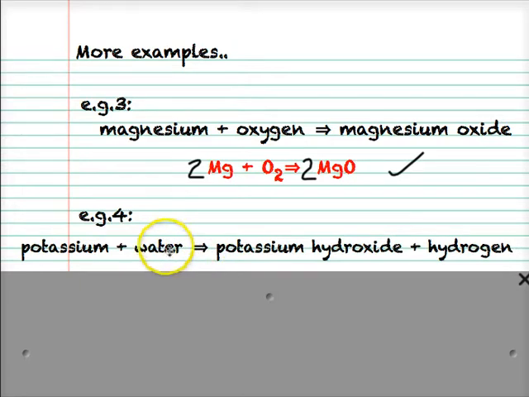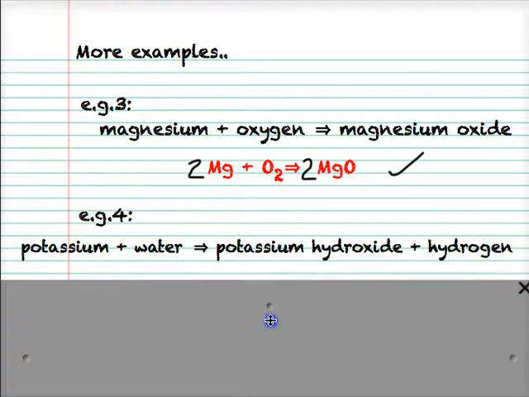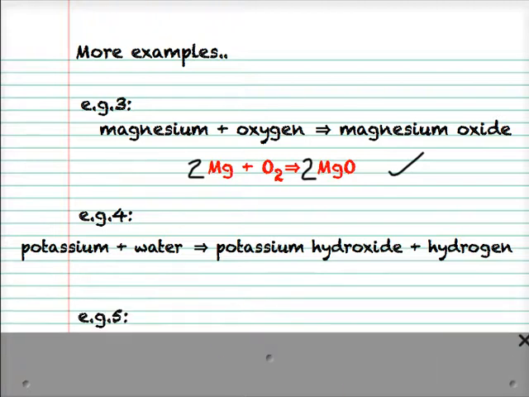Potassium plus water. This is a reaction we're going to see in the near future. Potassium is an alkaline metal. Makes a dramatic reaction in water to make potassium hydroxide and hydrogen. That's the word equation. And this is what the symbol equation would look like. So potassium is K, water is H2O, and potassium hydroxide is KOH, and hydrogen is H2.